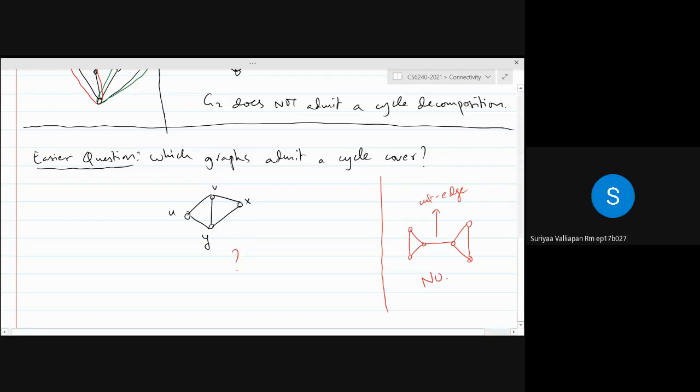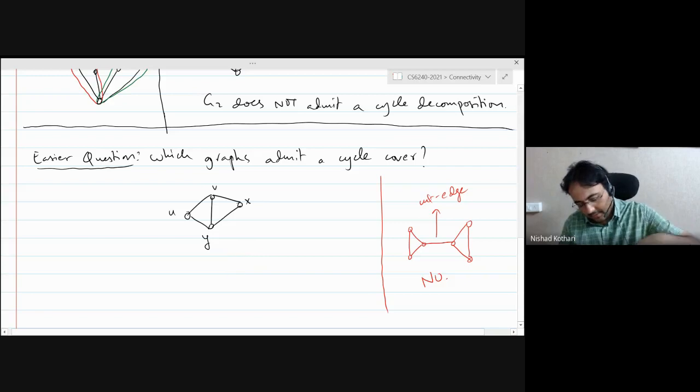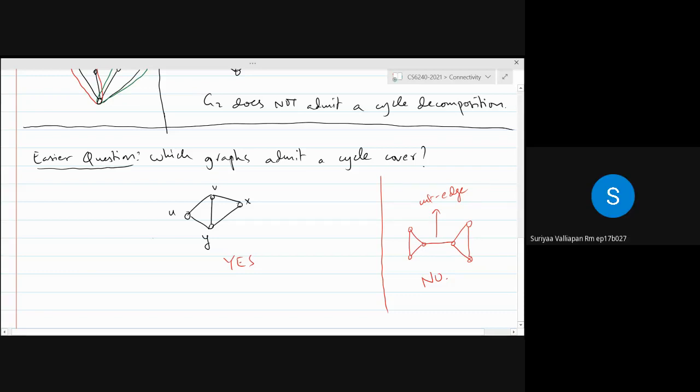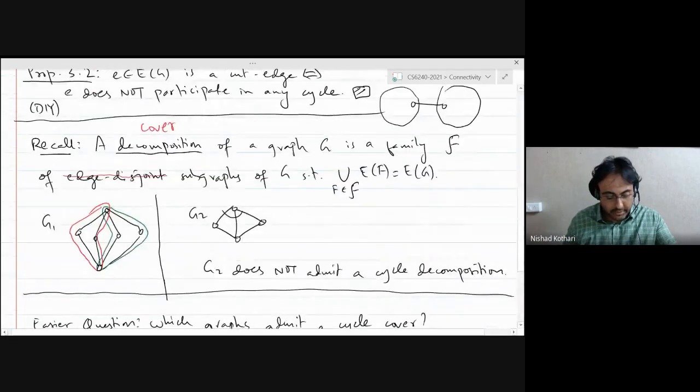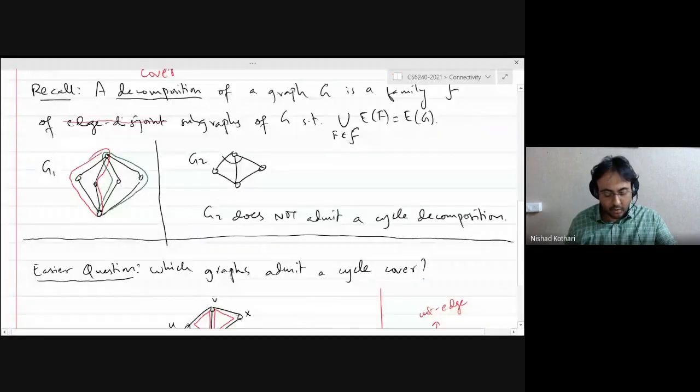Yes. Exactly. And why is that the case? Can you give me a cycle cover? U V Y and Y V X. Okay, so this is a cycle cover. For example, you have two red colored cycles. So they are not disjoint, they share an edge, but that's not a problem because we removed the edge disjoint condition. And they cover all the edges. Every edge participates in at least one of the two cycles.